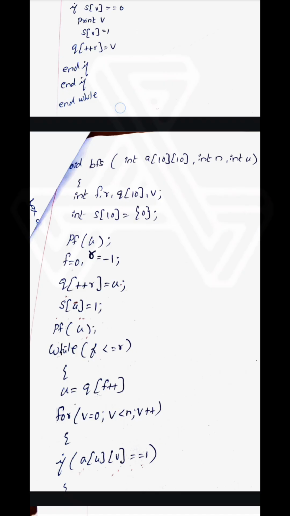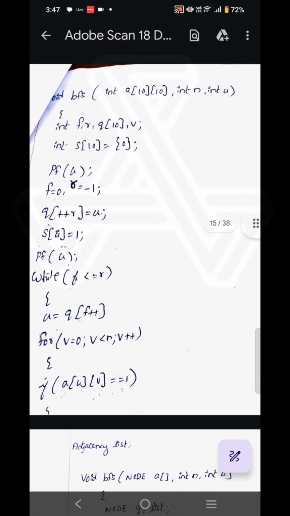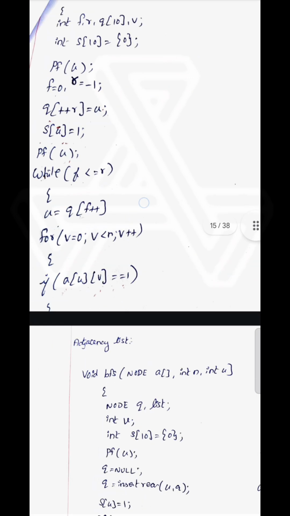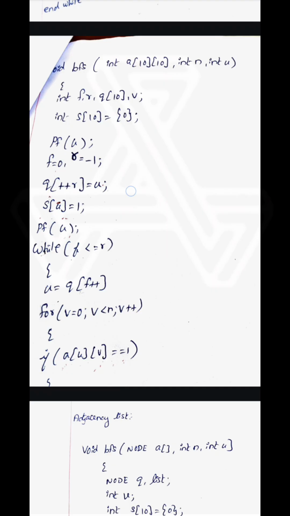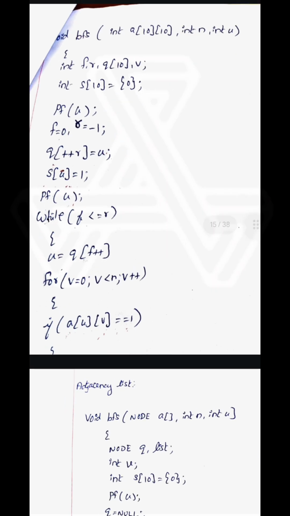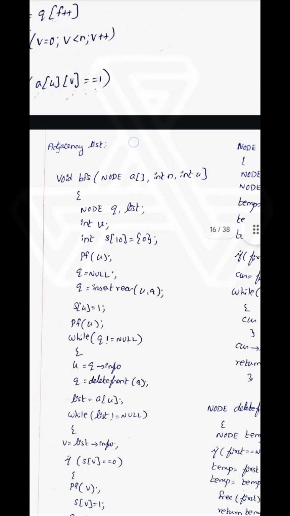The same thing we have written program-wise: void BFS, with A of 10, 10, int U, then int F, R, Q of 10, V, int S of 10 equals 0, then print U, R equals -1, F equals 0, Q of plus plus R equals U, S of U equals 1, then print U, while F is less than or equal to R, U equals Q of F plus plus. For V equals 0, V less than n, V plus plus, if A of U, V is equal to 1, then print that, then end everything.